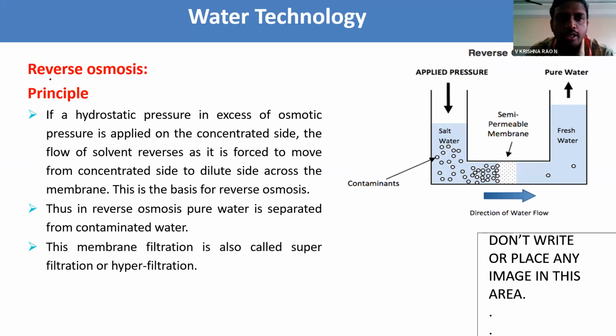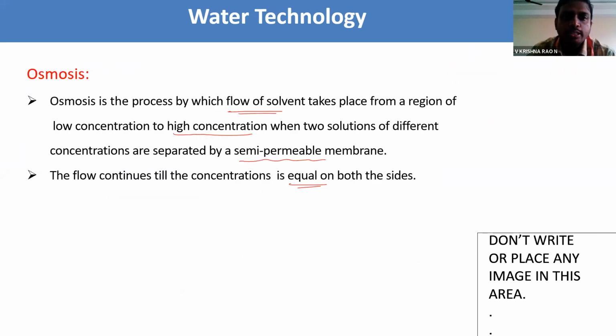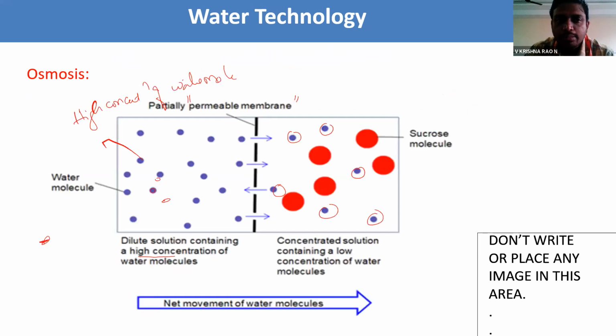Here we are doing osmosis in a reverse way, and that is nothing but reverse osmosis. So what does osmosis say? The process of flow of solvent from a region of low concentration to high concentration, when two solutions of different concentrations are separated by a semi-permeable membrane, is called osmosis. But here we are doing it in a reverse way. That is nothing but reverse osmosis.